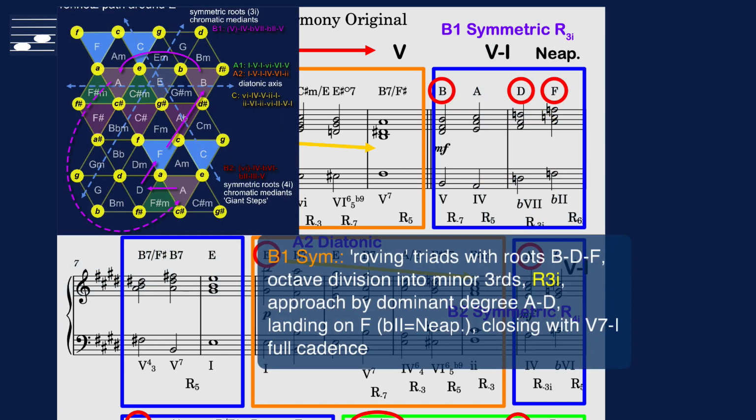We do the same for phrase B1 and note once again the red circles around the major triads with roots B, D and F. The Tonnetz pattern confirms the 3 semitones symmetry character. One of these is approached by its relative dominant chord, here the A major going to D. We land on the Neapolitan chord F major, before closing with a full 5-1 cadence.